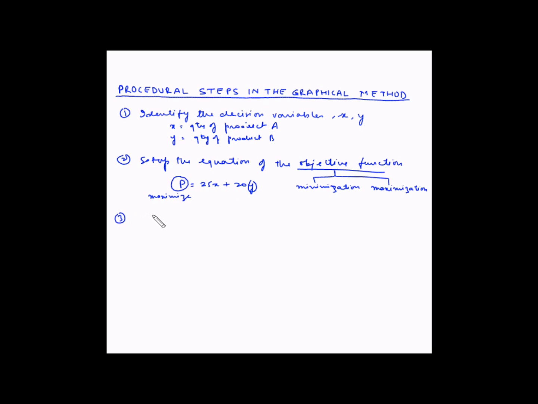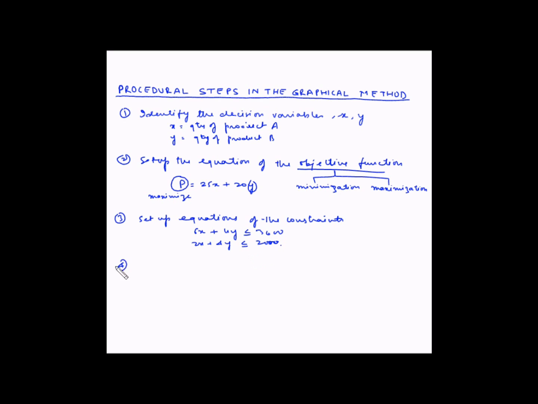The third step is to set up the equations of the constraints. These equations could be represented as, for example, say 6x plus 4y is less than or equal to 3600, or 2x plus 4y is less than or equal to 2000.